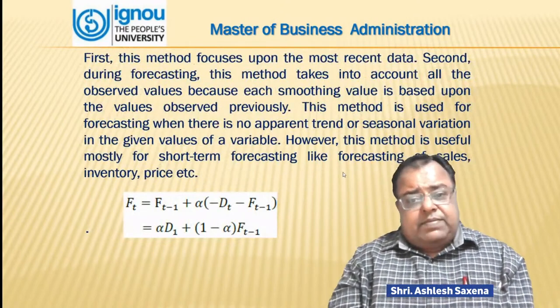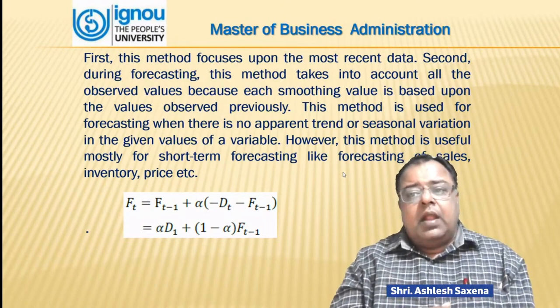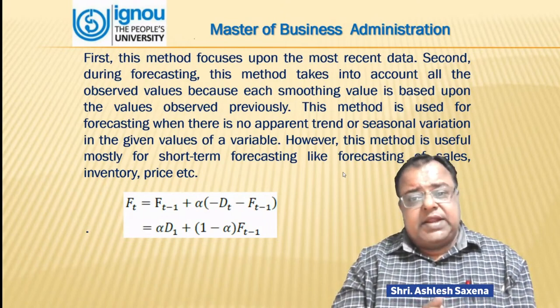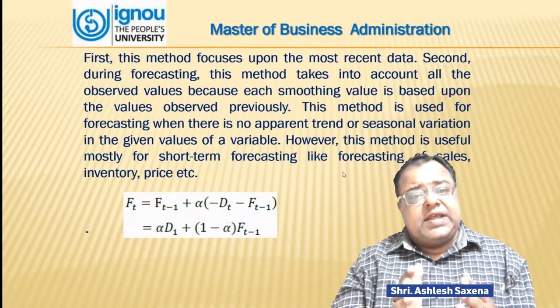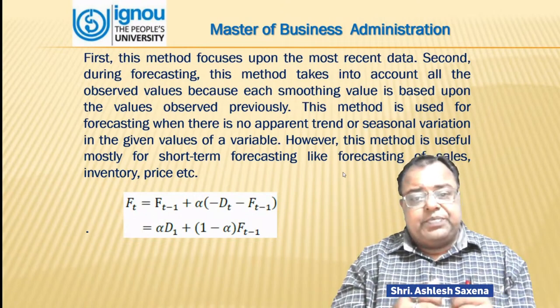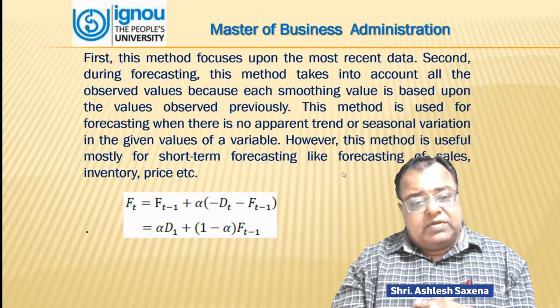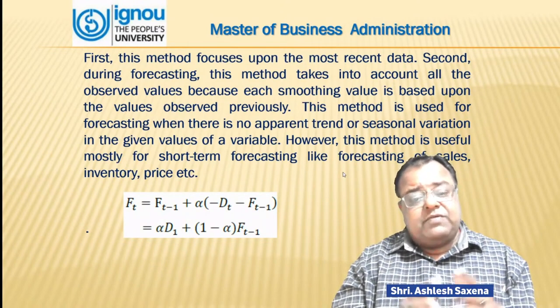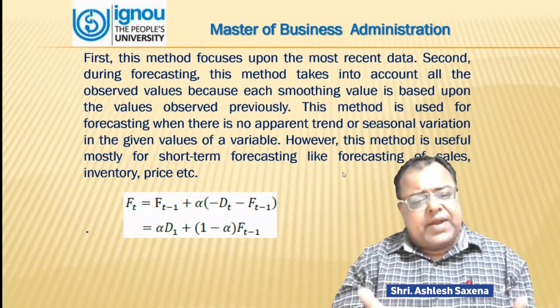First, this method focuses upon the most recent data. Second, during forecasting, this method takes into account all the observed values, because each smoothing value is based upon the values observed previously. This method is used for forecasting when there is no apparent trend or seasonal variation in the given values of a variable. However, this method is useful mostly for short-term forecasting, like forecasting of sales, inventory, price, etc.